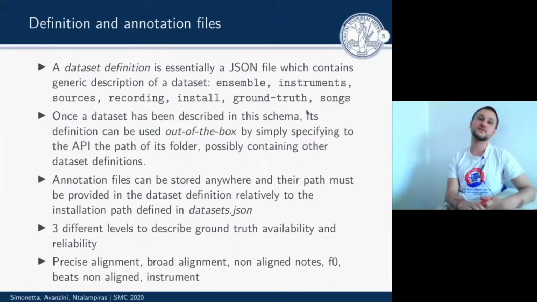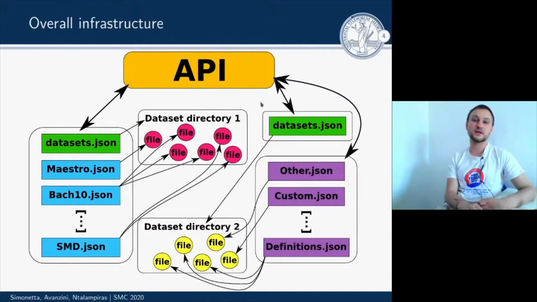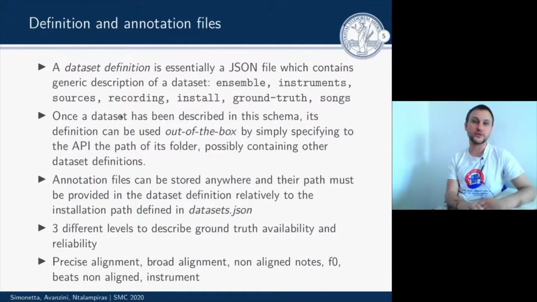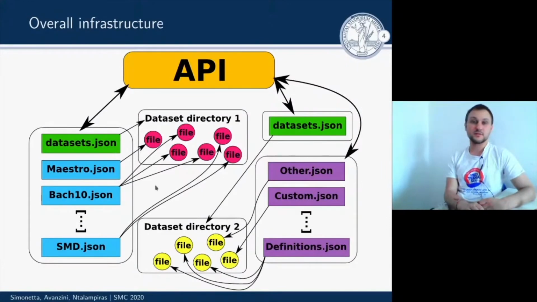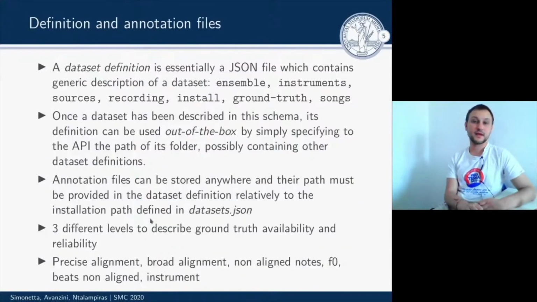And once a dataset has been described with a dataset definition, which must be done by hand, we can use the dataset definition out of the box with our API and together with other dataset definitions or the official dataset definition. So everything is very modular. The annotation files can be stored anywhere else, and there are three different levels to describe the ground truth.